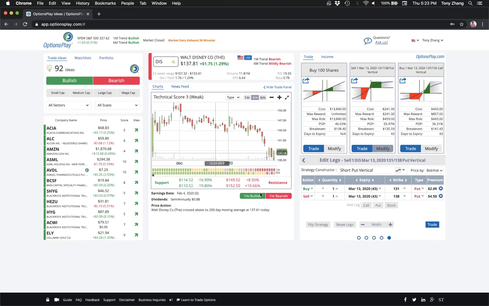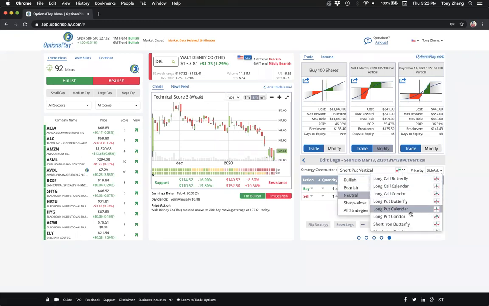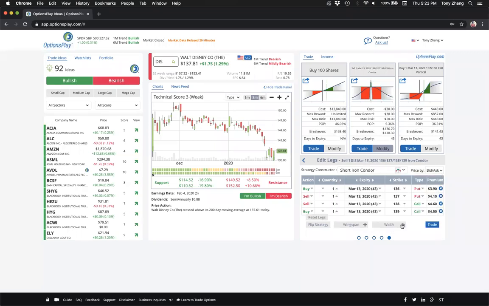Does OptionsPlay work with iron condors and butterflies? Yeah, absolutely. You can click on modify, click on neutral if you want to use butterflies, condors, all types of strategies. You can click it by the click of a mouse, change the width, change the wingspans, just move the strikes left one, right one, just by all the click of a mouse. This is all designed for those of you that want to trade more advanced strategies instantly, to be able to set up these types of strategies.